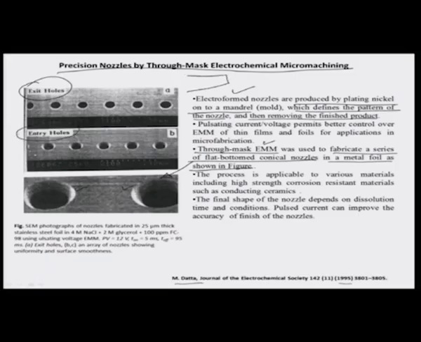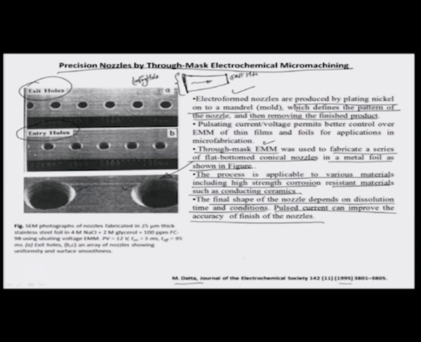A nozzle is typically where this is the entry hole size and this is the exit hole size. The direction of the fluid is from the greater cross sectional area to a lesser cross sectional area. So, the process of course is applicable to various materials, including high strength corrosion resistant materials such as conducting ceramics, okay, and the final shape of the nozzle depends on dissolution time and conditions. Of course, pulse current has been seen to improve the accuracy of the finish of the nozzles.